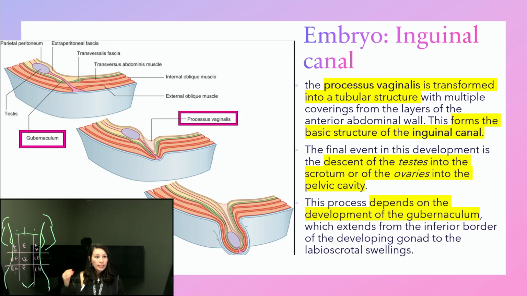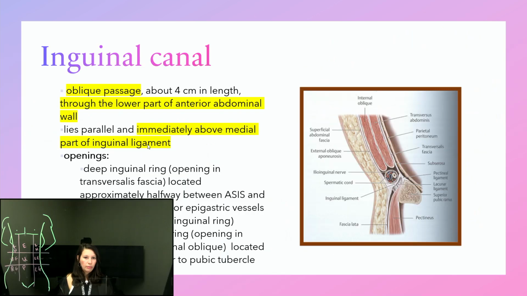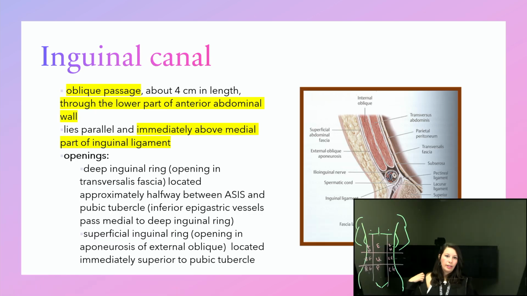So the descent of the testes into the scrotum or the ovaries into the pelvic cavity is going to depend greatly on the development of the gubernaculum. And here's the processus vaginalis that I was mentioning. That gives us the inguinal canal, which is an oblique passage, very weak by the way, through the lower part of the anterior abdominal wall. It's typically immediately above the medial part of the inguinal ligament. Some of the openings you're going to see are the deep inguinal ring and the superficial inguinal ring.